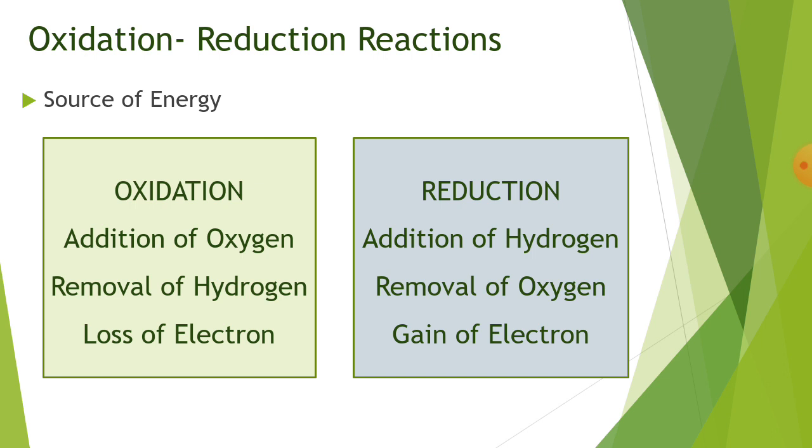Reduction means addition of hydrogen, removal of oxygen and gain of electrons. For reduction, you must remember GER, G-E-R: gain of electrons in reduction. Right? In this way, you will be able to learn it. So these are the differences between oxidation and reduction reactions, and they both are a source of energy.